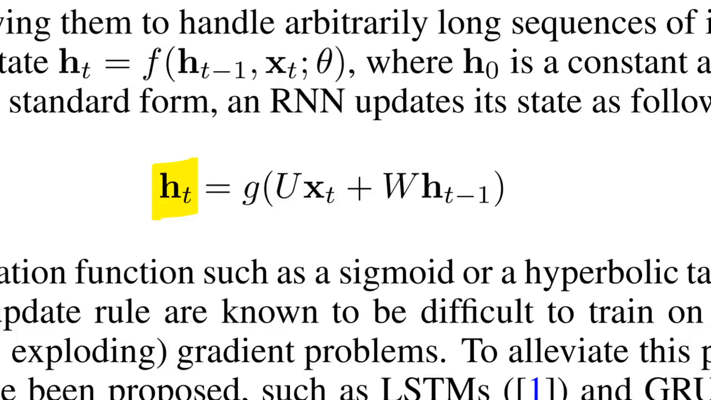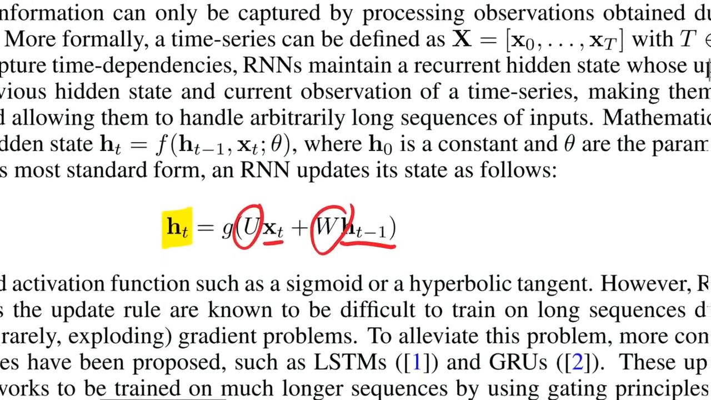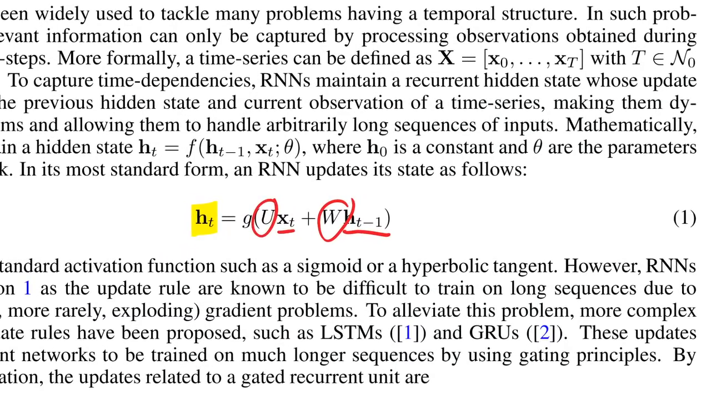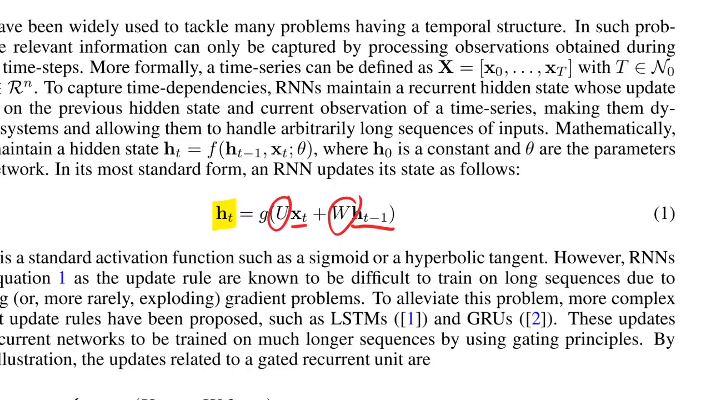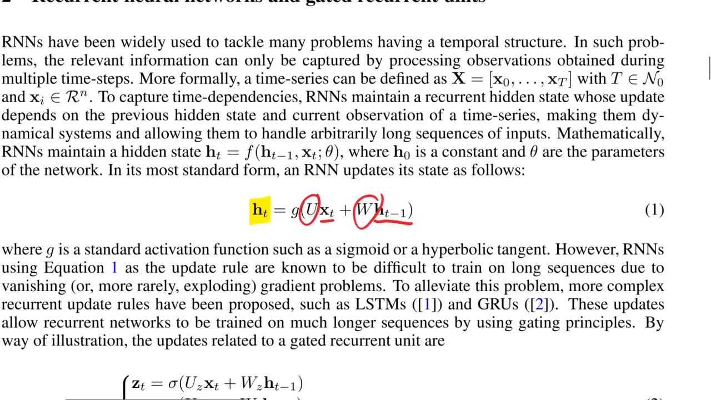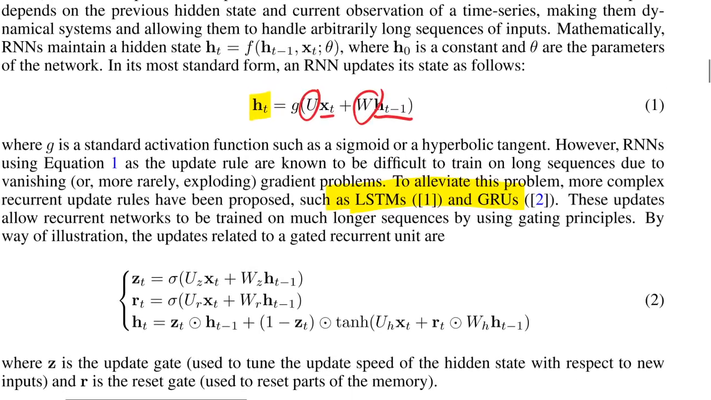But it's a function of the current input and the last hidden state, by simply matrix multiplying these two things by some weight matrices and then adding them up. So that's what we've just looked at. Now this is problematic, as I said, because of the vanishing or exploding gradients, and therefore people have come up with methods to solve this. And you might know things like LSTMs and GRUs that are used to solve this.